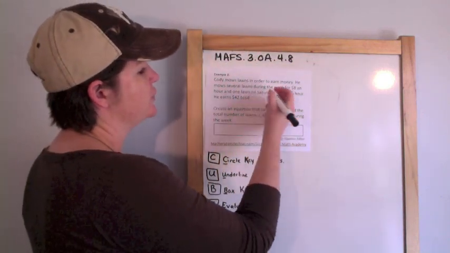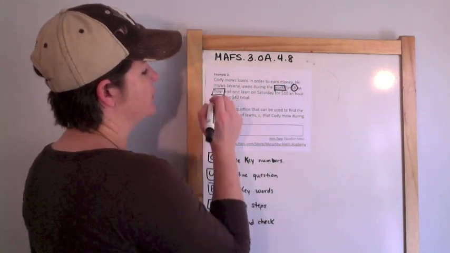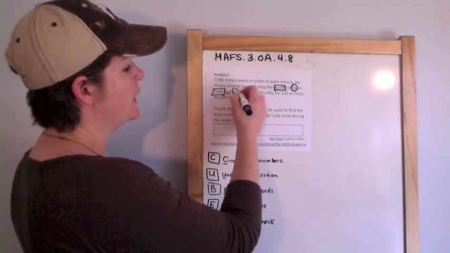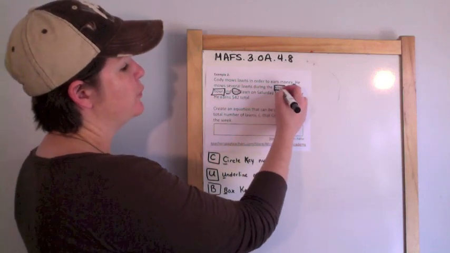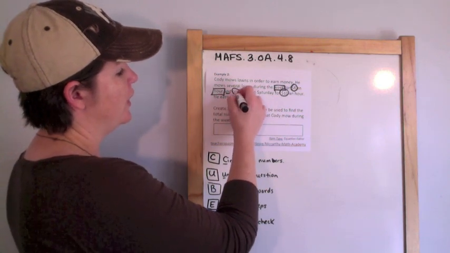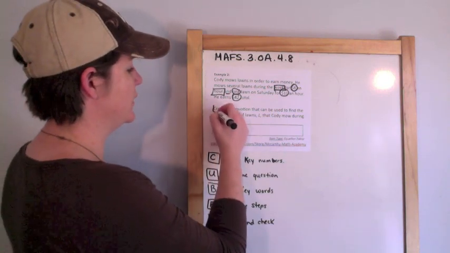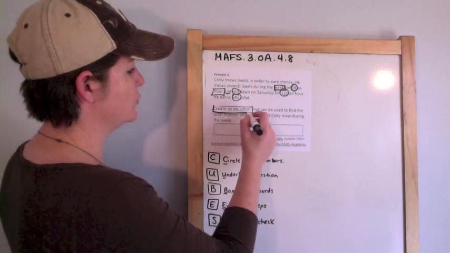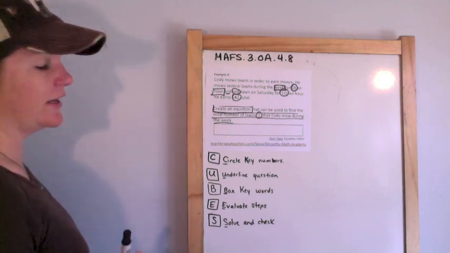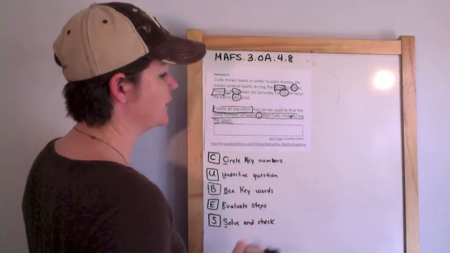He mows several lawns during the week, for $8 an hour. So each hour he works, he earns $8. And he mows one lawn on Saturday for $10 an hour. He earns a total of $42. Create an equation. So I need to create an equation that can be used to find the total number of lawns, which L is going to stand for, that Kody mows during the week.